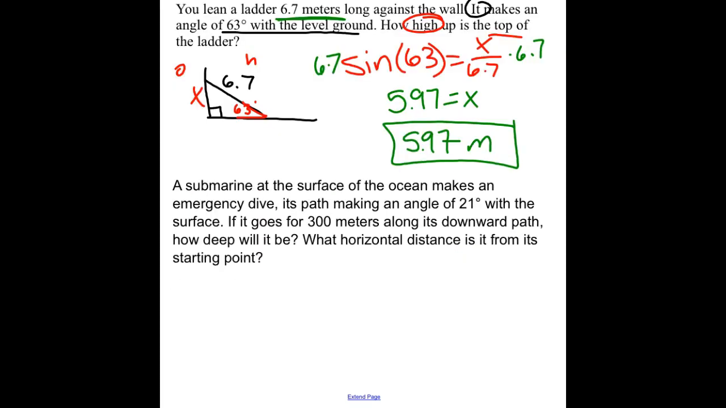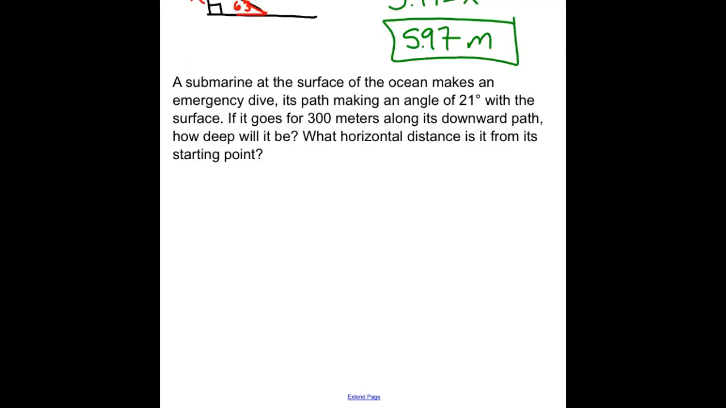This next picture is a little bit tricky. It's talking about a submarine. So you have a sub and it starts at the surface of the ocean. So here's the surface of my ocean. And then it's going to make an emergency dive. It's going to go down and its path makes a 21-degree angle with the surface. So it's not just going straight down, it's coming down at an angle of 21 degrees.